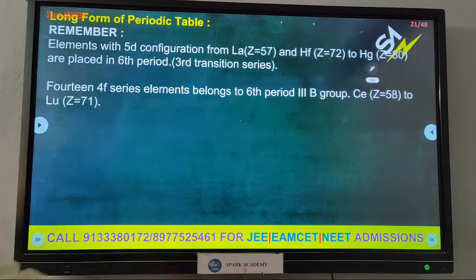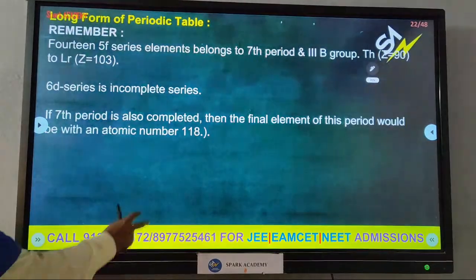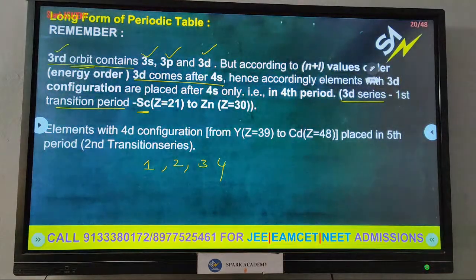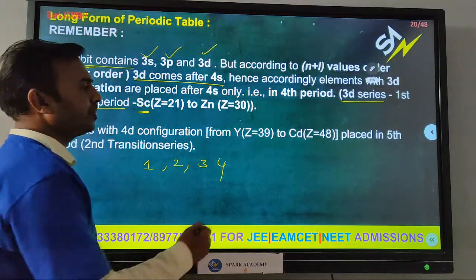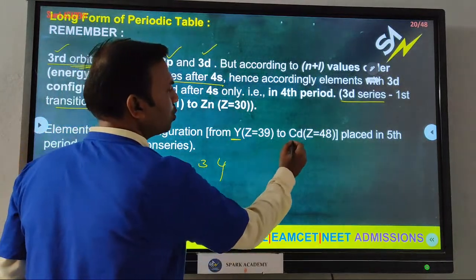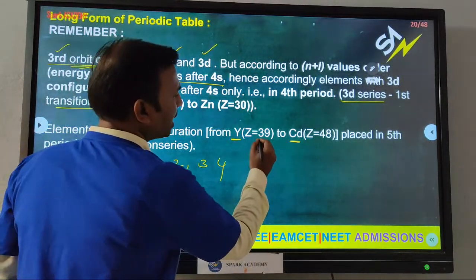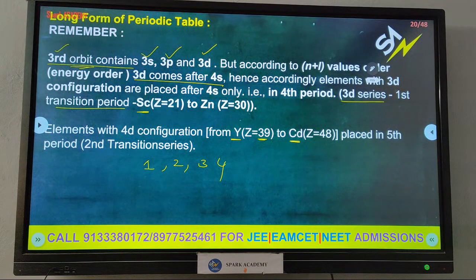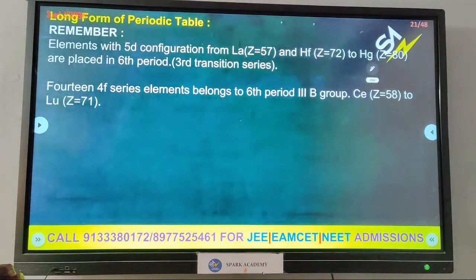What about the second? The second is the 4d series. This 4d series starts from yttrium to cadmium, atomic number 39 to 48. They place it in the fifth period. It is called the second transition series, because the 3d series we called the first transition series.